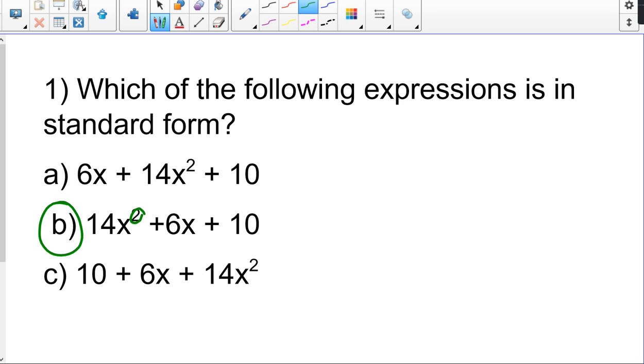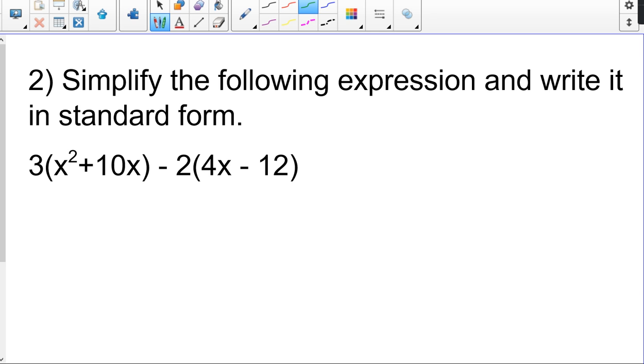And then after that has to go the next highest exponent. So that would be this, first power. And then after that is the next highest exponent, which is over here, which actually has x to the 0 power, right? 10 doesn't have an x, it's a 0 power. So that's standard form. The next question is a bit more complicated.